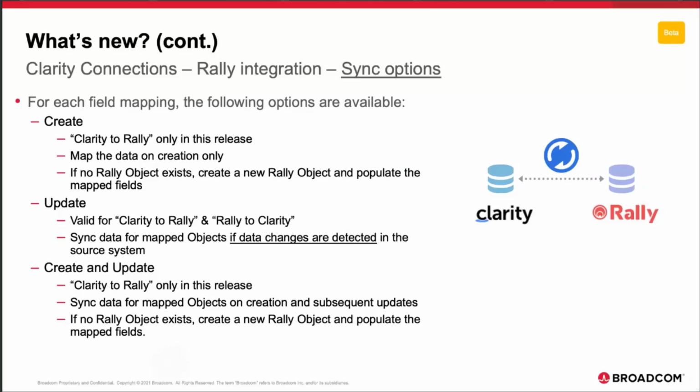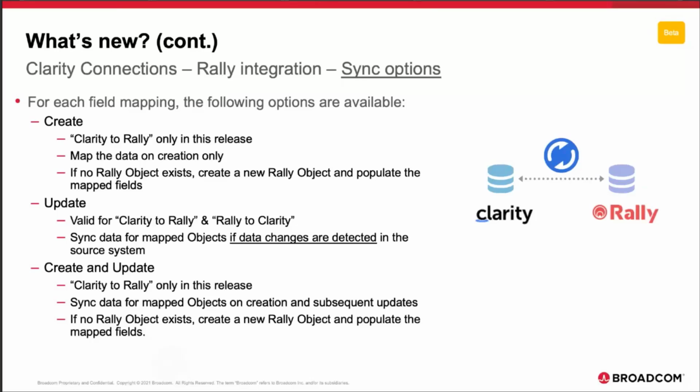From an update perspective, this is a valid sync direction for either Clarity to Rally or Rally to Clarity. The key thing here is that the system will sync data for mapped objects and fields if there are data changes detected in either source system. So this is an idea that was implemented. Basically, it helps with performance. If we're looking for changes, then we'll only bring those changes over. So be aware of that.